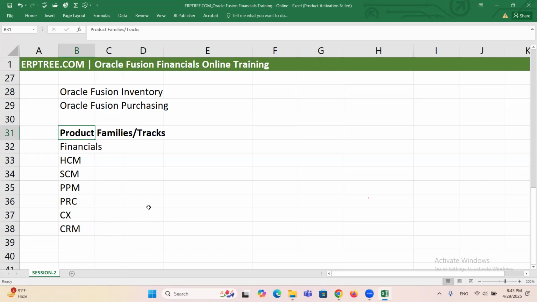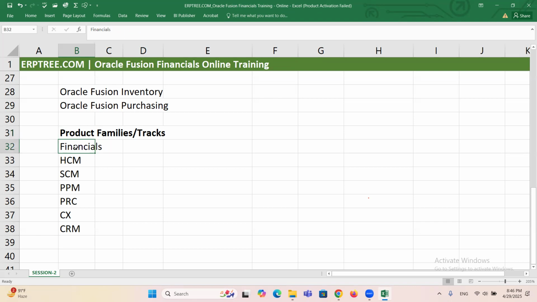So there are different product families. When you are learning, we call those courses. When we are going to implement for the client, we call these the solutions. Okay, we have the financials product family from Oracle, the HCM product family, SCM, PPM, procurement (PRC means procurement), and CX, sales, CRM, customer relationship management. These are the different product families.